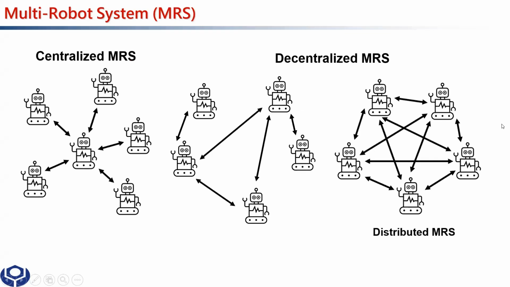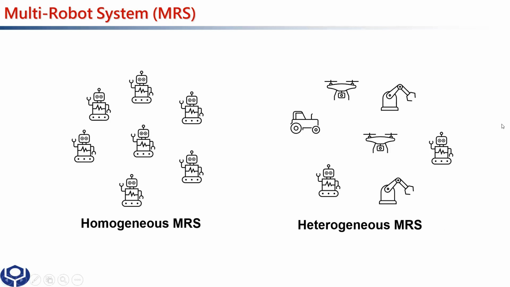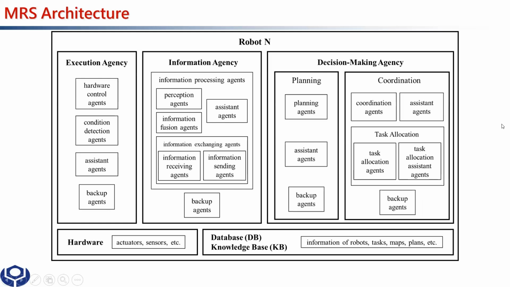In order to avoid this situation with the centralized MRS, because if the central controller is dead, we are unable to control the other robots, we usually use a decentralized MRS or distributed multi-robot system. So how do we control these robots? Well, we always want to learn how we control each robot in the group. So let's recall how we control one single robot.